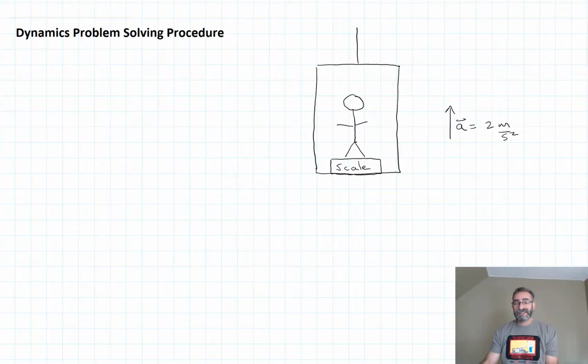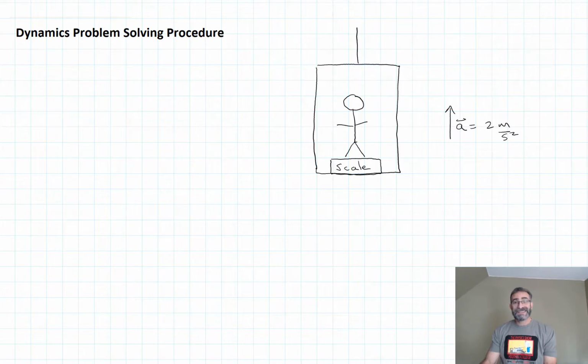We're going to take a look at a classic physics problem, a person standing on a scale in an elevator. And as this elevator accelerates up and down, we want to see if we can figure out what the scale reads. This is a classic problem you'll find at the end of the chapter in every physics textbook. But it's a very simple problem.